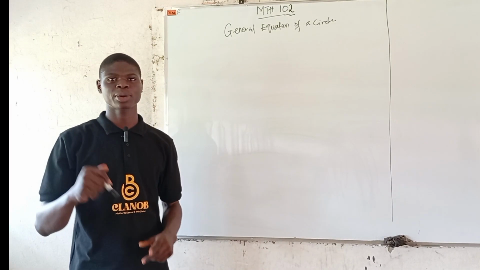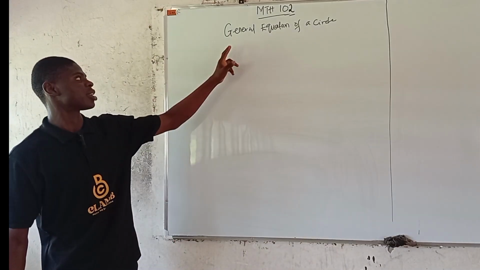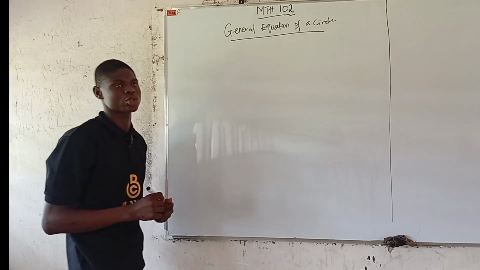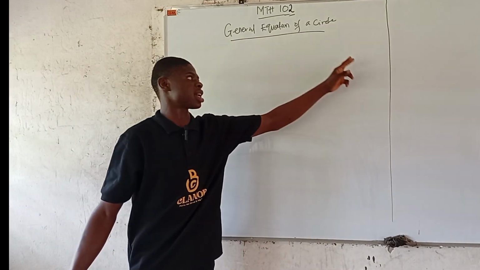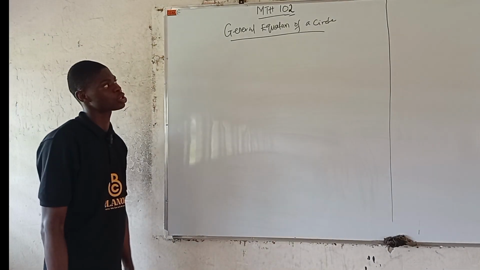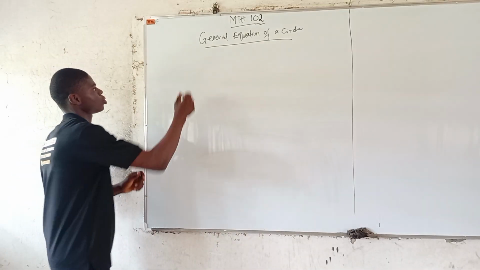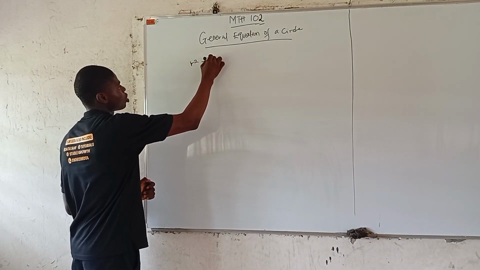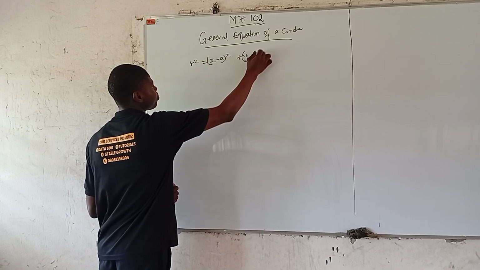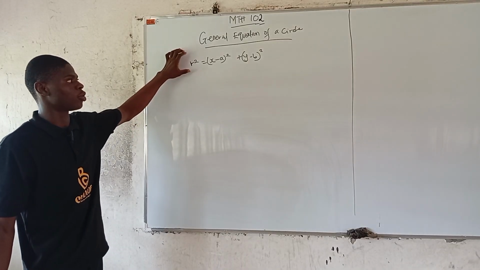So we want to look at a very important concept, so pay attention while we dive straight into it. We want to look at the general equation of a circle. Remember, we defined a circle to be a set of points such that the distance from its center, or a fixed point, is constant. Basically, we have the standard or canonical equation of a circle to be r squared equals x minus a squared plus y minus b squared. So we want to get the general form of the equation of a circle from this.